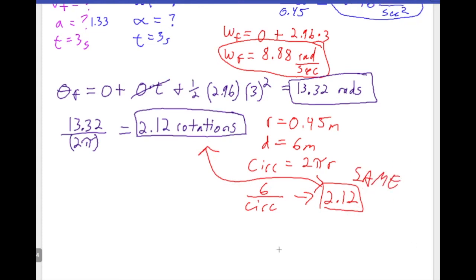Lastly, we want to find out the linear final velocity of that ball at the bottom of the ramp. To do that, we're just going to take our angular velocity and multiply it by the radius. So we get 13.32 times 0.45, and that's going to give us a final velocity of 5.99 meters per second.